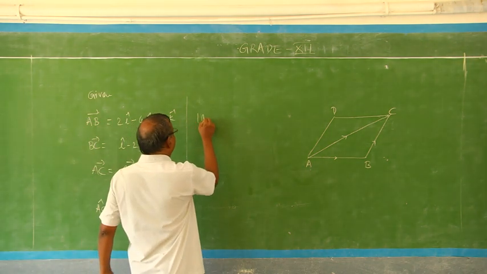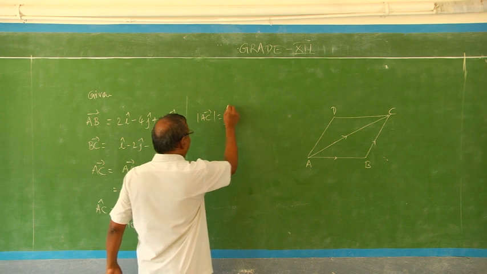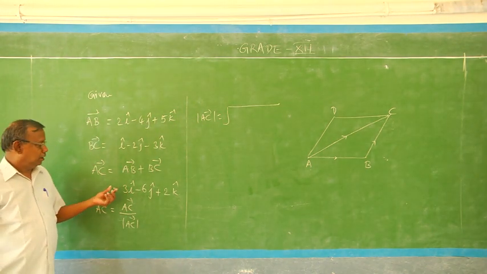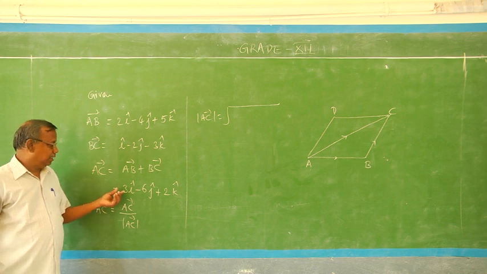Now the modulus of AC vector is equal to the square root of the sum of the squares of the components of i, j, k.